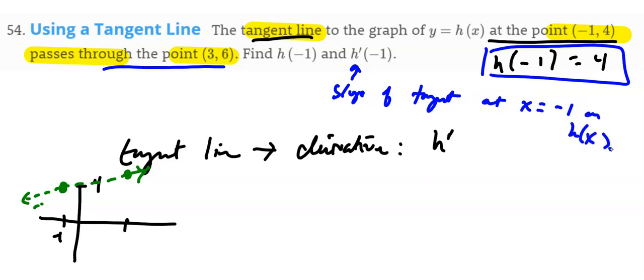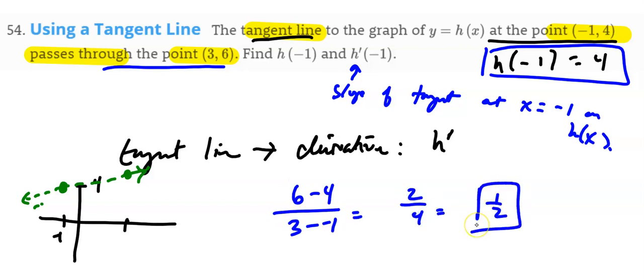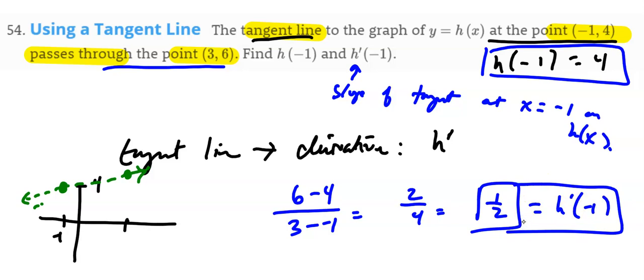So if I want to find the slope of the tangent, I just need to find the slope between those 2 points. Let's do it. 6 minus 4 over 3 minus negative 1. That's 2 over 4. That slope is 1/2. And that's how you find h prime of negative 1. Again, if this explanation isn't clear, please speak up to one of us so we can help you out.